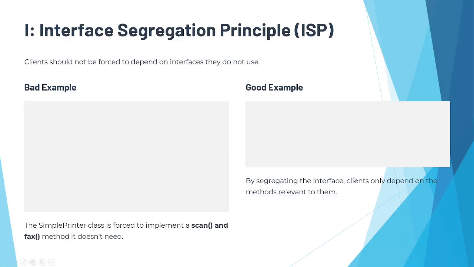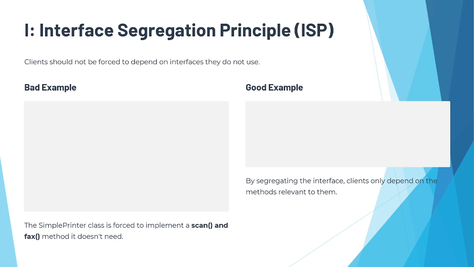Hello friends, today we are talking about the Interface Segregation Principle, which is the fourth principle in our SOLID principles list. It is one of the important principles if you want to achieve maintainable and clean code while implementing your application. So what does it say? Clients should not be forced to depend on interfaces they do not use.